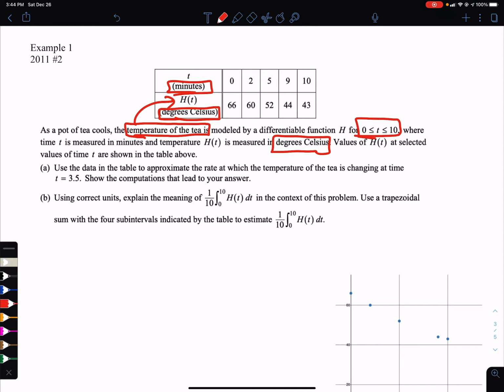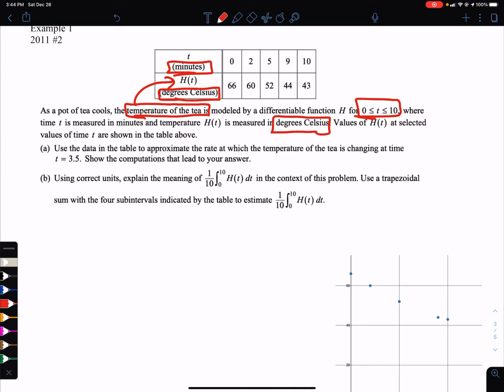So part A: use the data table to approximate the rate at which the temperature of the tea is changing at time T equals 3.5. When you see this word here, the rate, you need to think derivative. And normally to find the derivative, you need to take the derivative of the function and plug in 3.5, but we don't have the function. So how do we do that? That's why they said approximate.